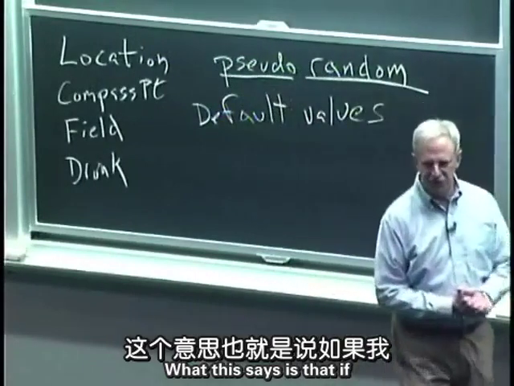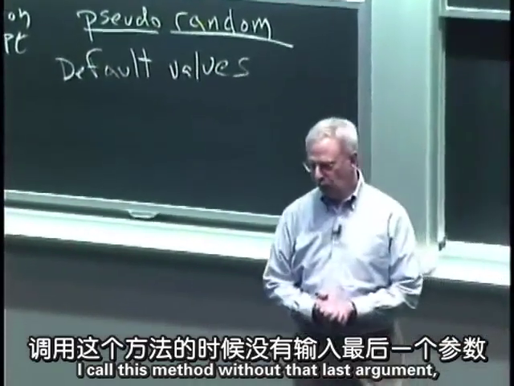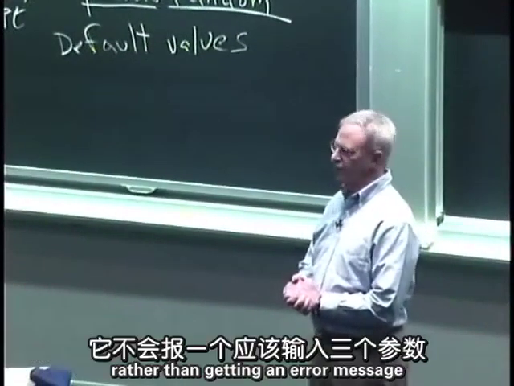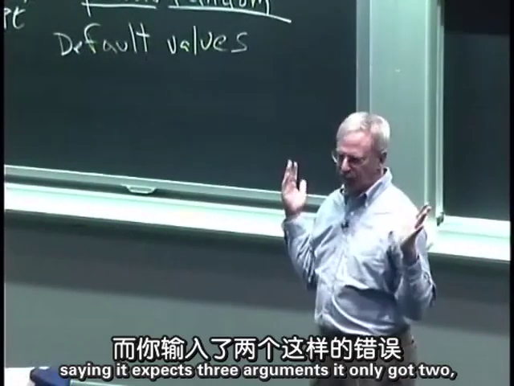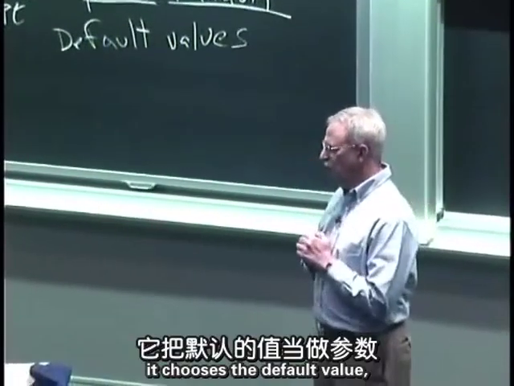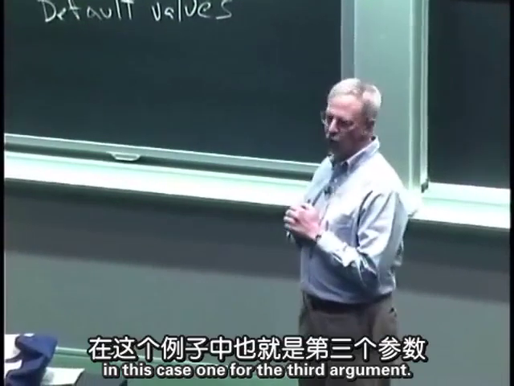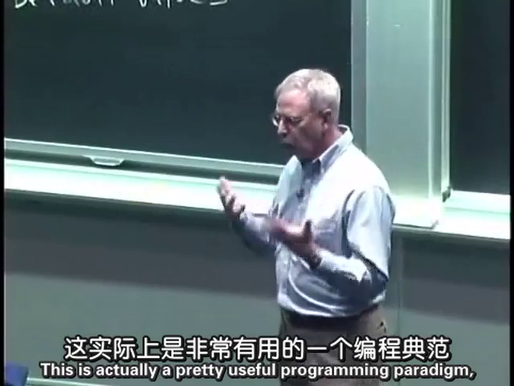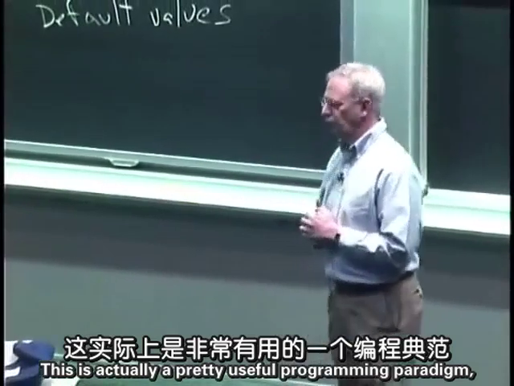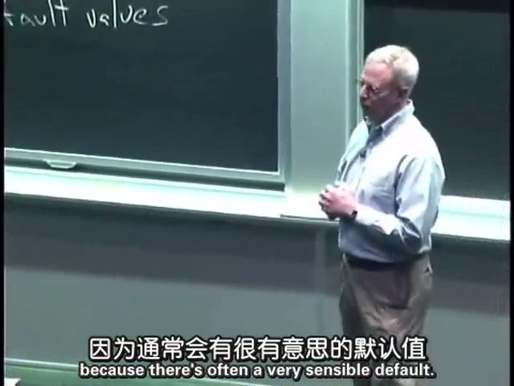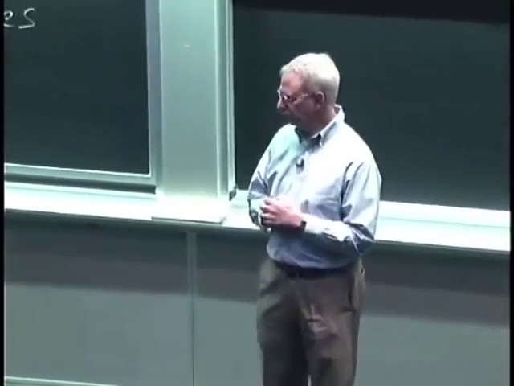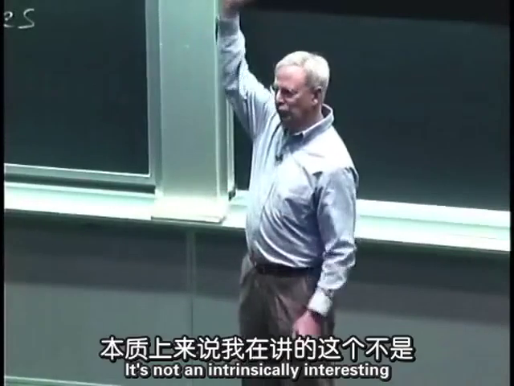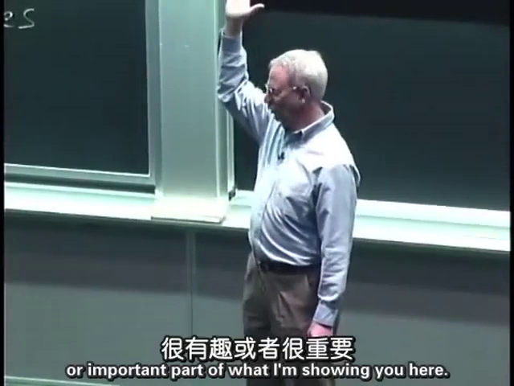What this says is that if I call this method without that last argument, rather than getting an error message saying it expects 3 arguments, it only got 2, it chooses the default value, in this case 1, for the 3rd argument. This is actually a pretty useful programming paradigm, because there's often a very sensible default, and it can simplify things. It's not an intrinsically interesting or important part of what I'm showing you here.